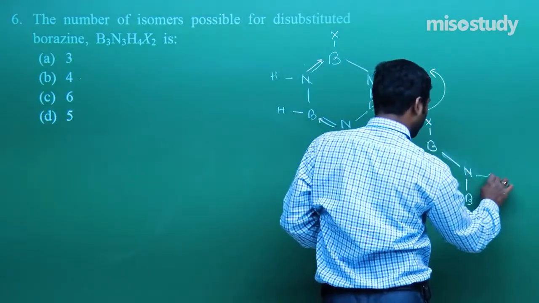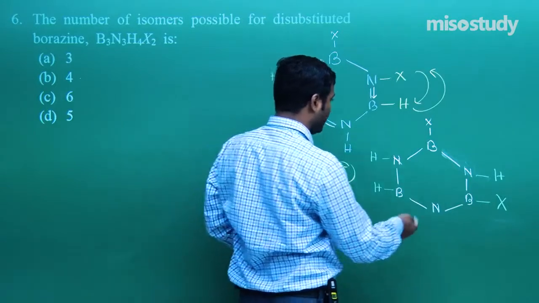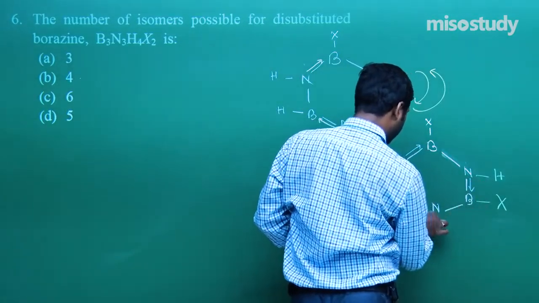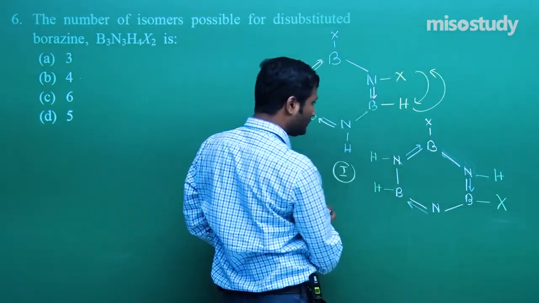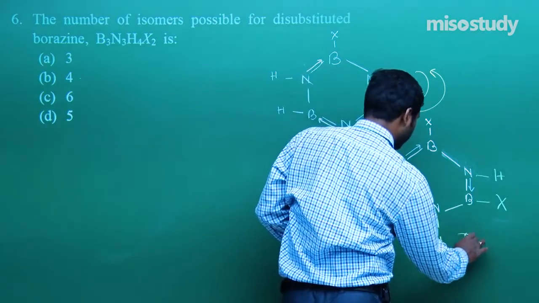Now exchange, there is X, there is H, and there is X. This is now this one, this one and this one. Clear to you? And put here also H. This is the next form, next isomer.